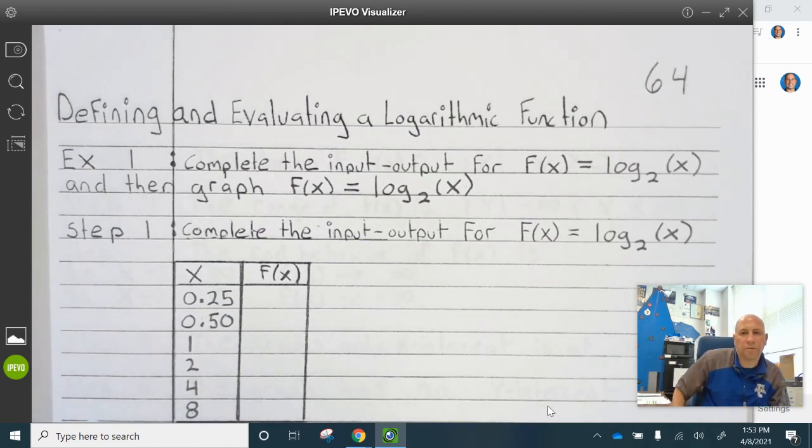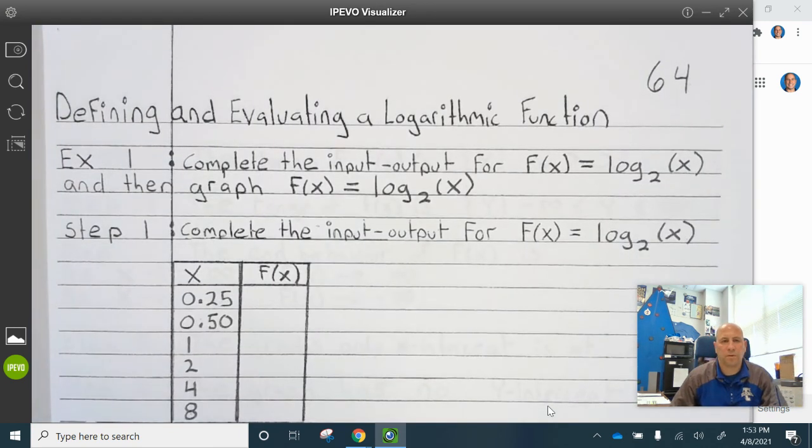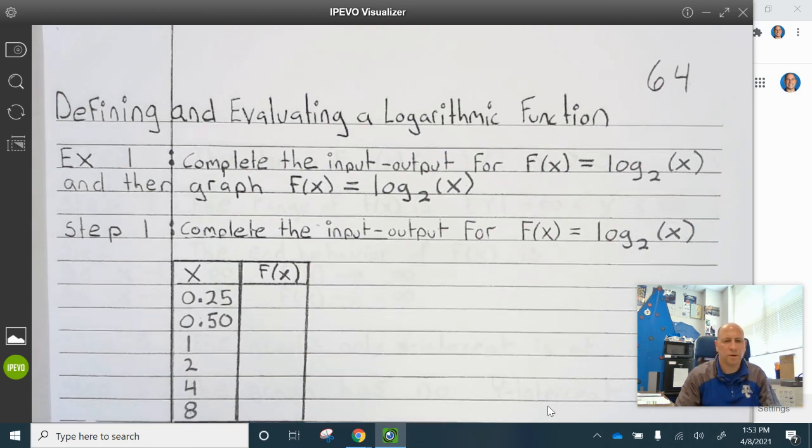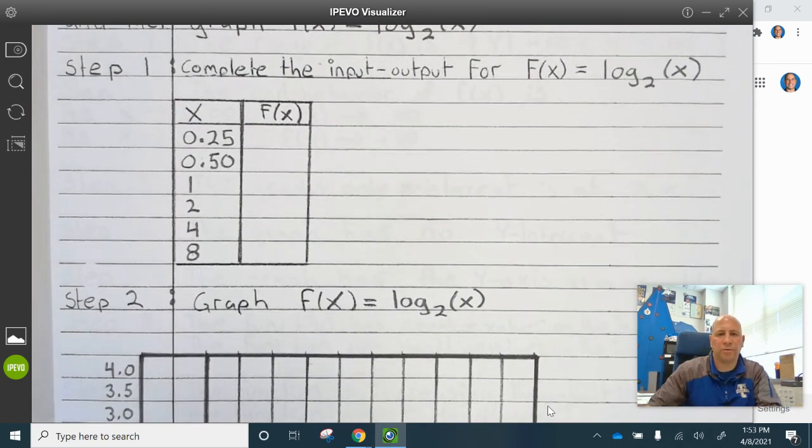Okay, today we're on journal page 64, defining and evaluating a logarithmic function. Example 1: Complete the input-output for f of x equals log base 2 of x, and then graph f of x equals log base 2 of x. Step 1: Complete the input-output for f of x equals log base 2 of x.